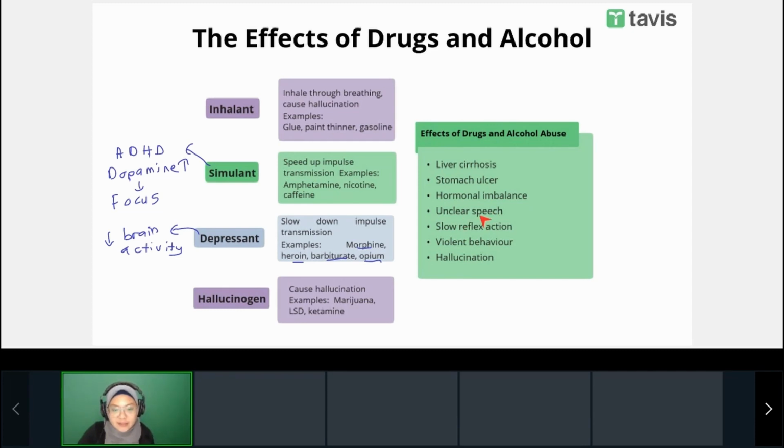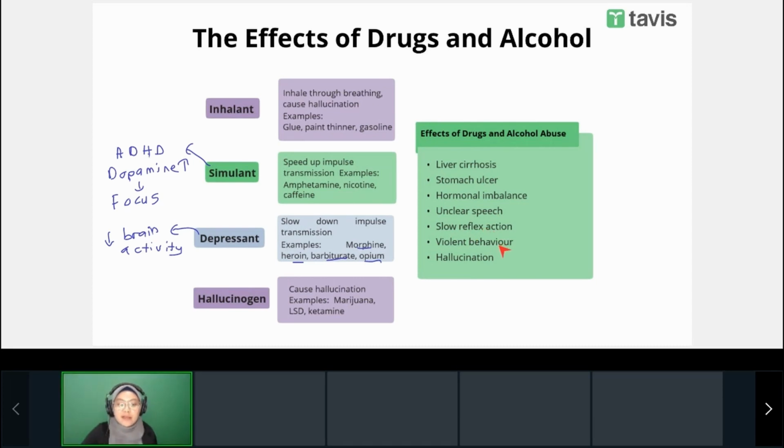When you are hallucinating, you cannot think clearly. Then you have unclear speech and slow reflex reaction. That's why drunk people cannot drive. Drunk people tend to have a slow reaction. When we're driving and we see an animal cross in front of the car, we directly press the brake, right? But for a person under alcohol, their reflex reaction will become slow.